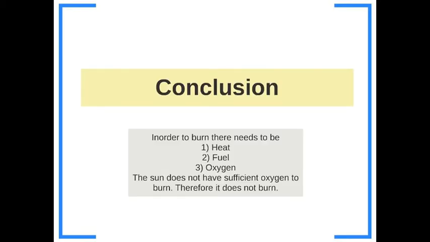Now, it's time to connect all the dots. As we've solved earlier, in order for an object to burn, it requires three main things: heat, fuel, and oxygen. All these elements must be present simultaneously for any object to burn. However, as we saw, the sun does not have enough oxygen in its chemical composition to support this level of burning. Therefore, the sun does not burn, and the misconception that the sun is continuously burning is false.